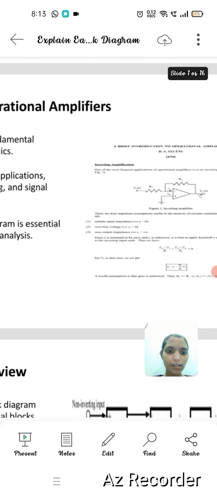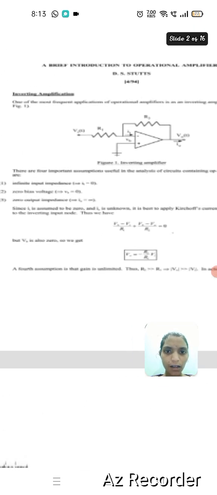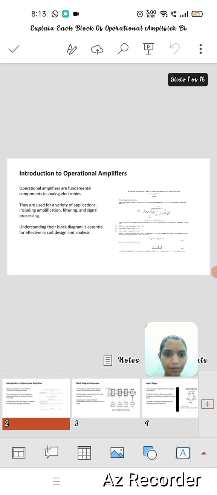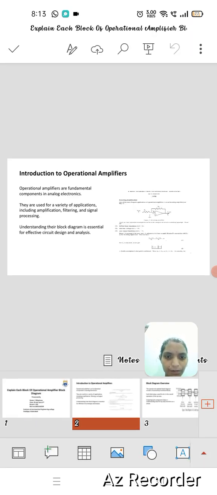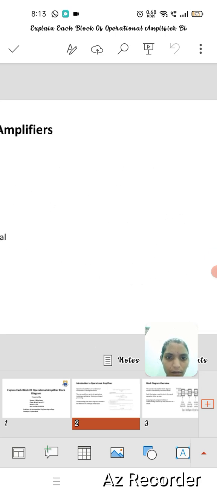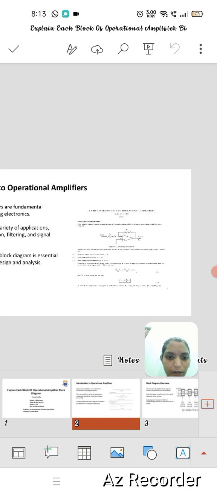Here we see the circuit design of the operational amplifier. Inverting amplifier. This is the circuit diagram of the inverting amplifier.